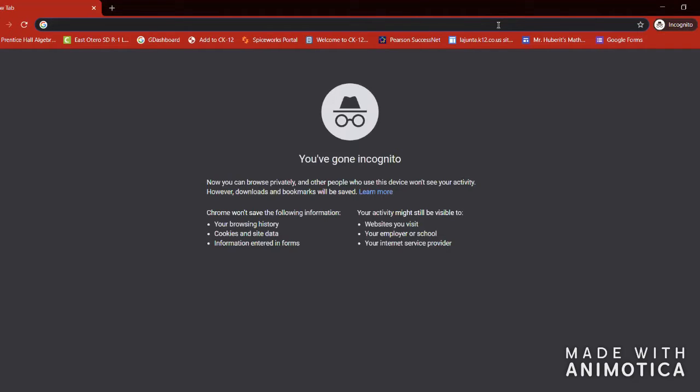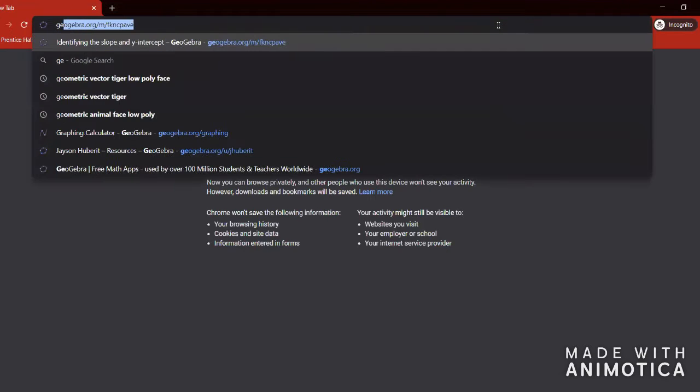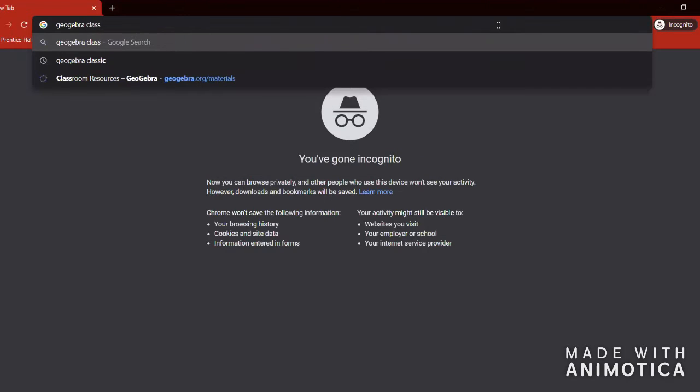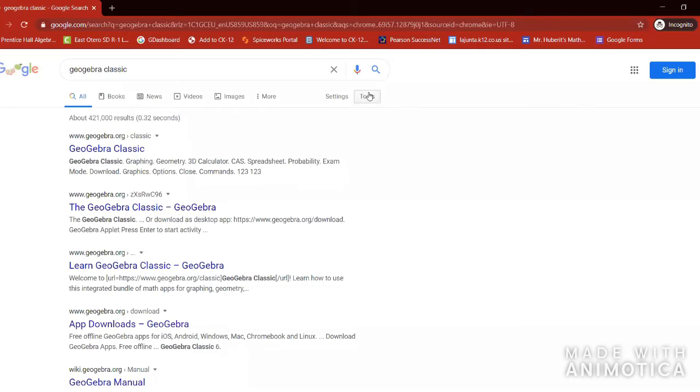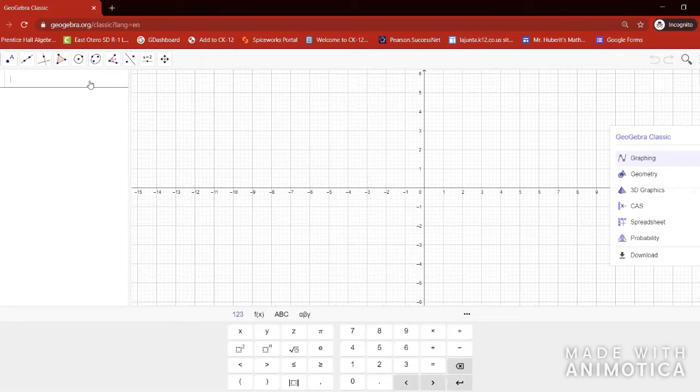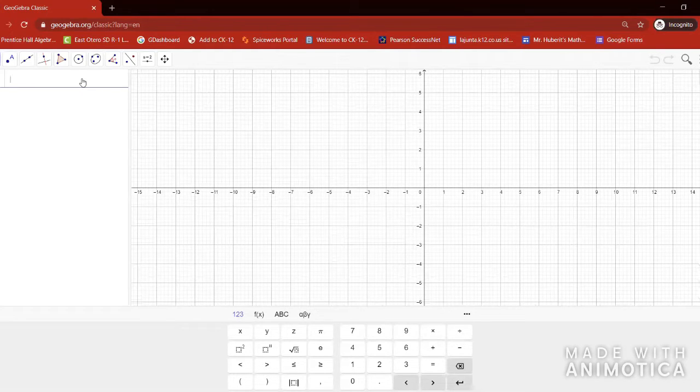There are two websites that you could use in order to graph your equation. And I'm pretty sure you are familiar with one of them. One of them is GeoGebra. So all you need to do is open your browser and go to GeoGebra and search for GeoGebra Classic. And then select this GeoGebra Classic, and it will direct you to this website that you can use to graph your equations. So you simply just have to type in your equation.